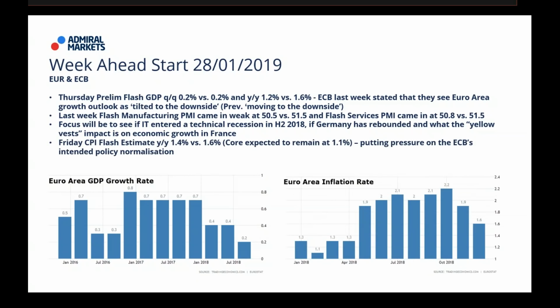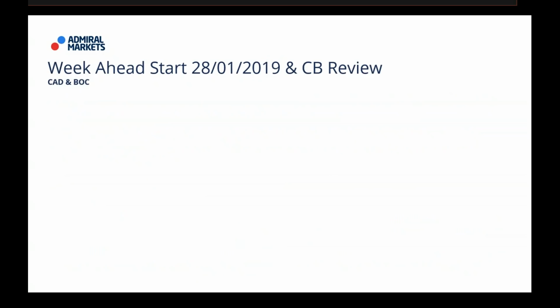Friday CPI will have the flash estimate coming in lower than last time, and the core also low, so that puts additional pressure on the ECB in terms of their policy normalization intentions. You can forget policy normalization, not going to happen, all right? Same in the States, it's not going to happen. What do we have in Canada?